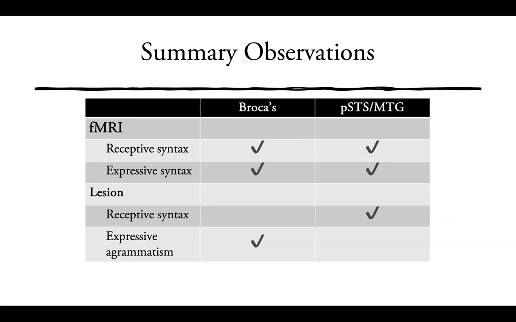So to summarize these observations, Broca's area is implicated in fMRI for receptive syntax and expressive syntax, but not for receptive syntax in lesion studies. It is only implicated in expressive agrammatism. We're going to come back to other aspects, paragrammatism in particular, in a bit. The posterior STS/MTG is implicated again in fMRI in receptive syntax and expressive syntax, which I didn't talk much about, and also strongly implicated in lesion studies of receptive syntax.